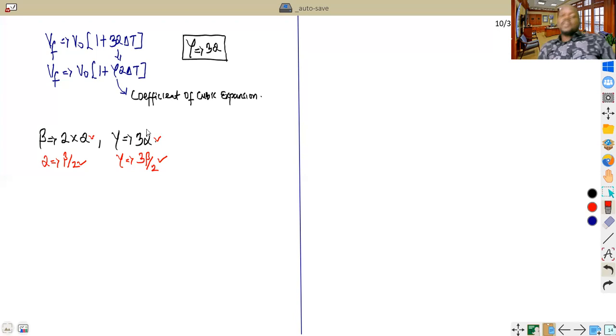So guys, that is it about the three types of expansion. The last one I'll talk about is the variation in density of the substance, which is also very important.